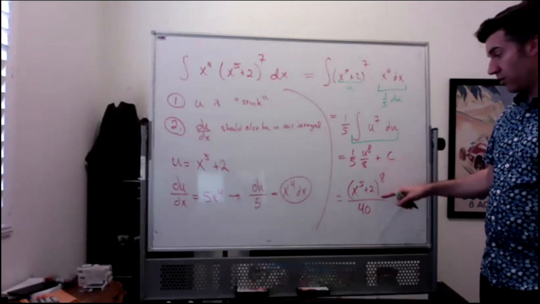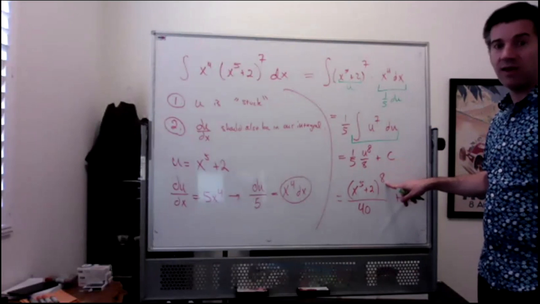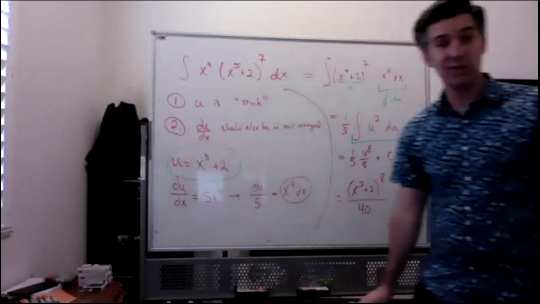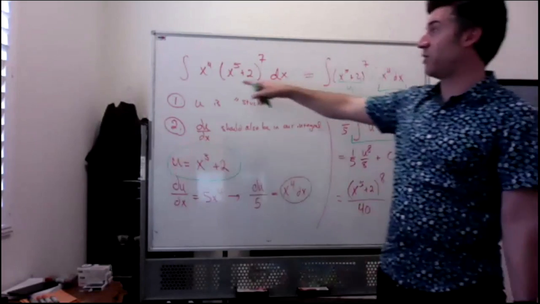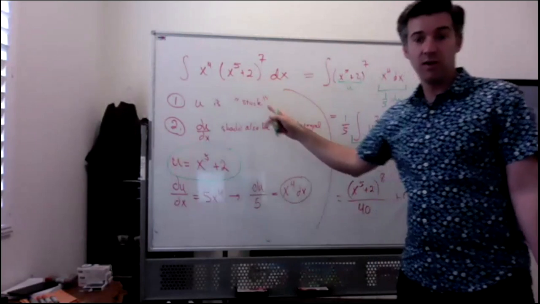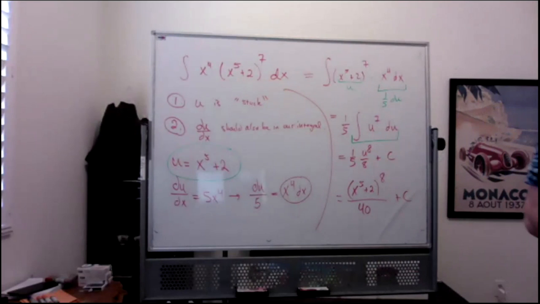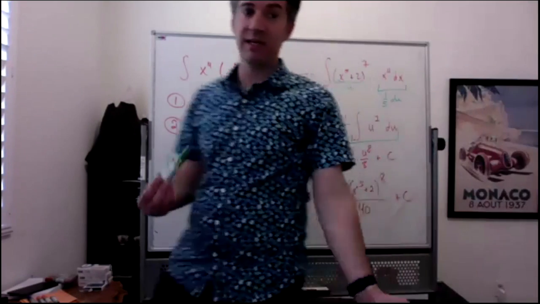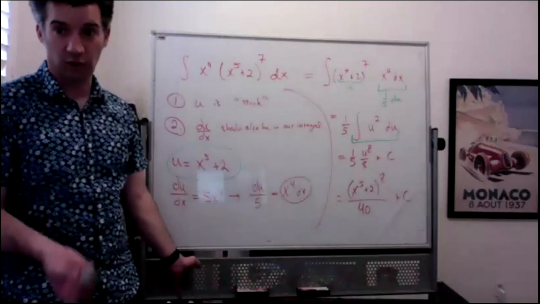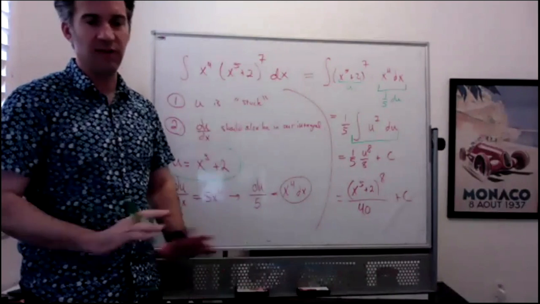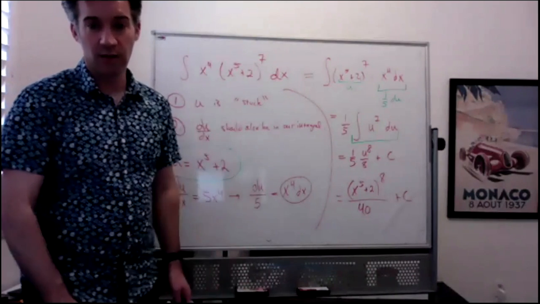The numerator is u to the 8th, but I have to plug back in what u is equal to, right? Because if we're integrating a function of x, we should end up with a function of x. So when you have an indefinite integral, your answer has to be using the same variables that you started with. For a definite integral, it doesn't matter really because eventually we're just going to get a number anyway.